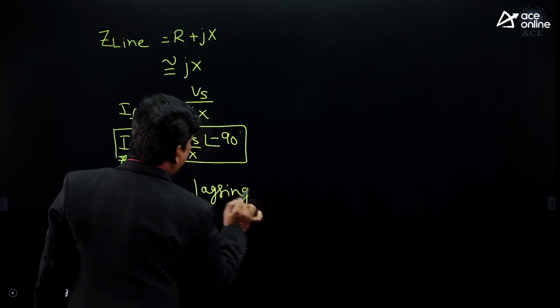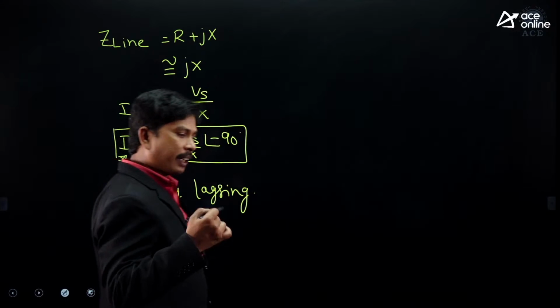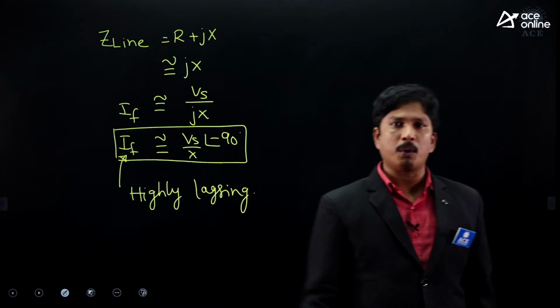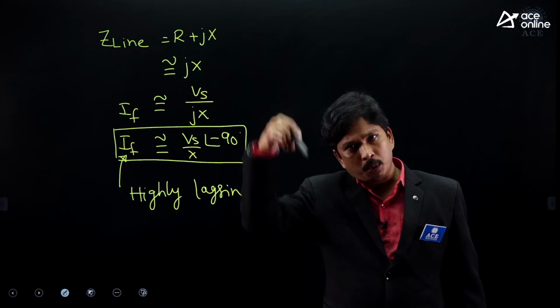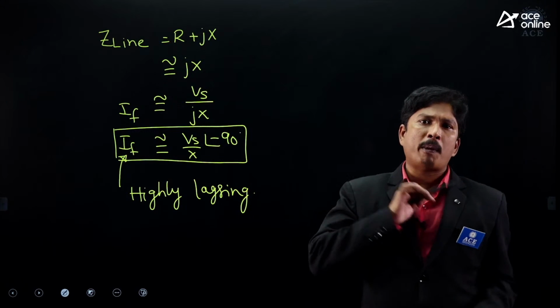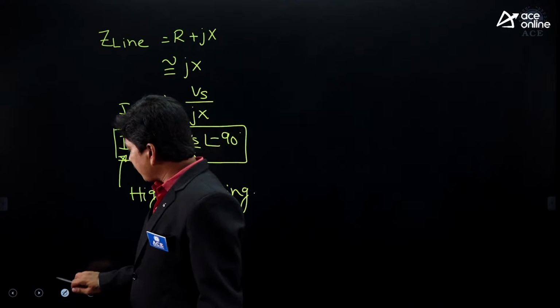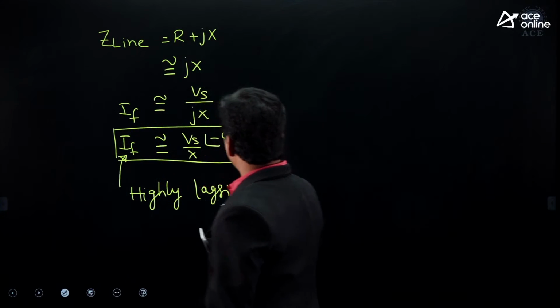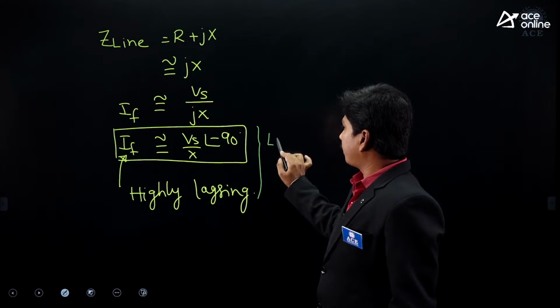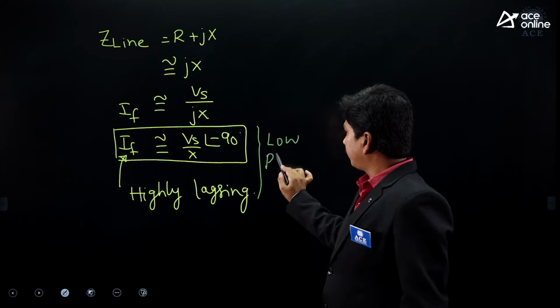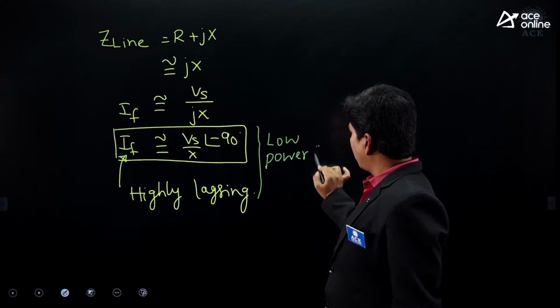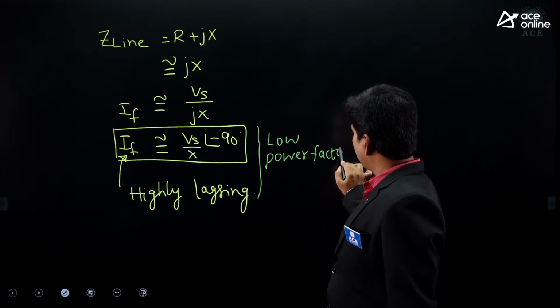Whenever you have a highly lagging power factor, the power factor cos phi, cos of 90, will be 0. So the power factor is going to 0. We have very low power factor operation. So as a third consequence we can say we are having low power factor operation.